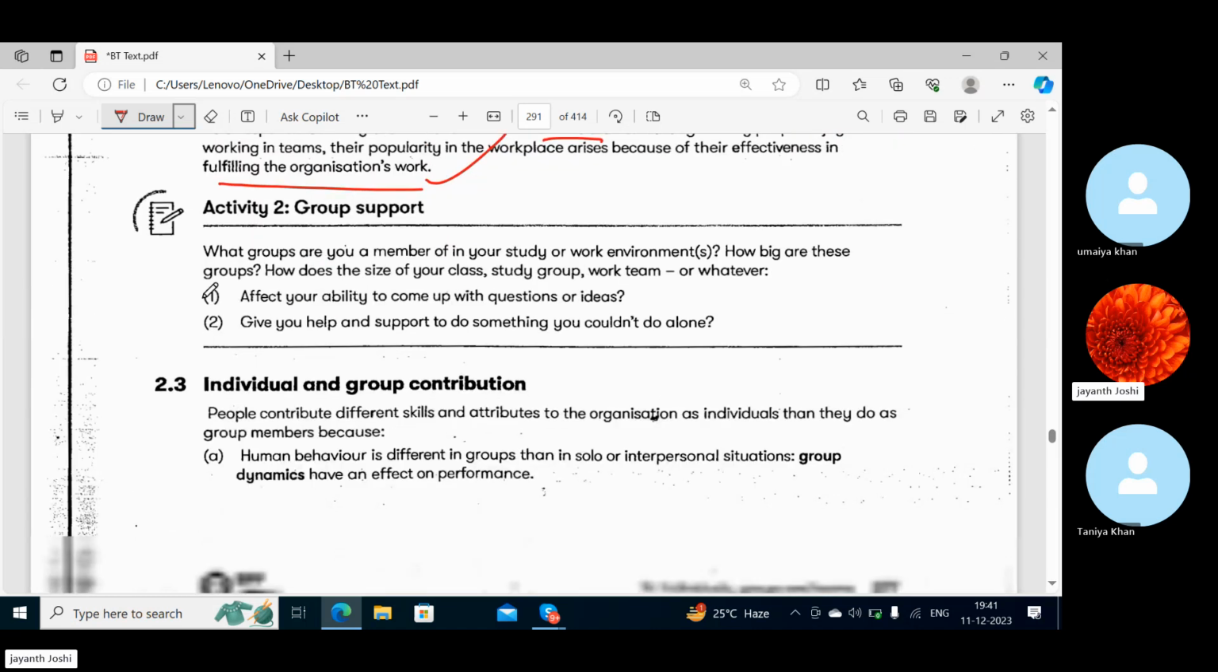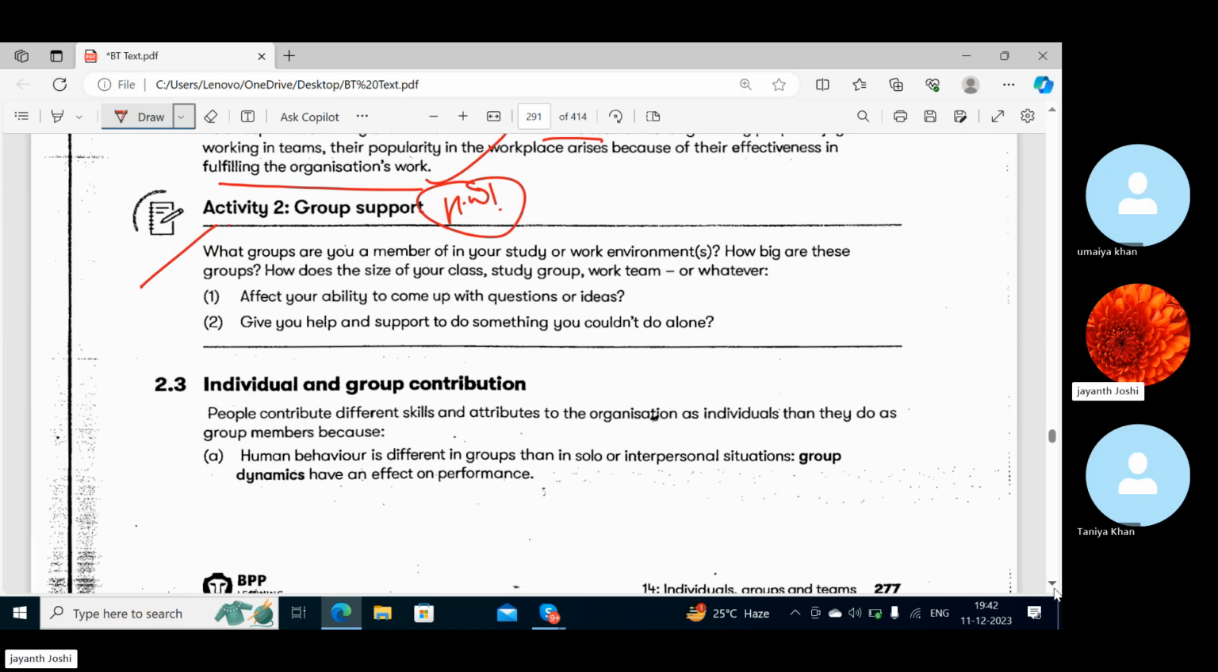Okay, accept it. Just tell me the second activity. Answers for this. What does it say? What groups are you a member of in your study or work environments? How big are these groups? How does the size of your class, study group, work team, or whatever affect your ability to come up with questions or ideas? Give you help and support to do something you couldn't do alone. So this is a homework. It's a very, very general thing.